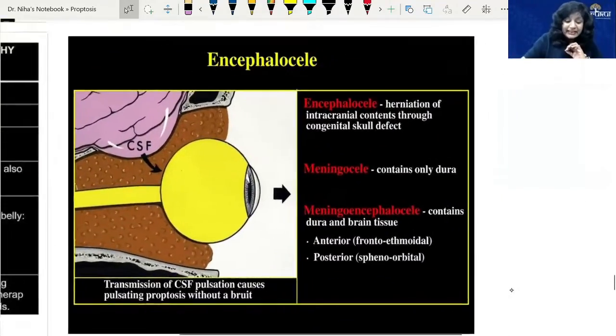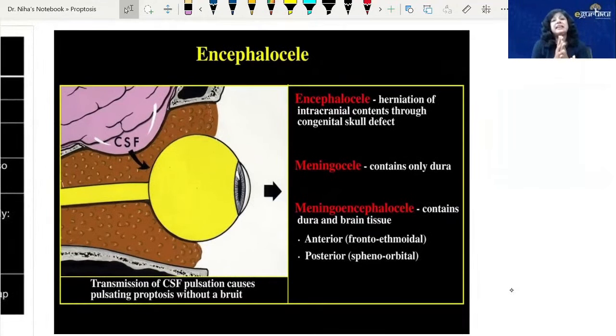Another rarer thing I will talk about is the encephalocele. Again, very, very rare. But when you are having a question, rarer things are often asked. So encephalocele is nothing but, can you see, a herniation. Intracranial contents are coming through the defect.